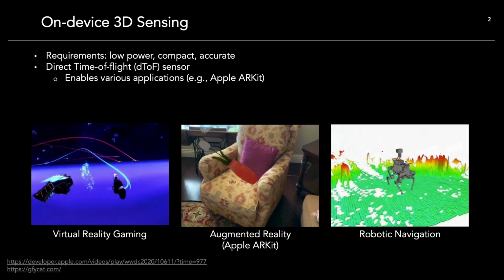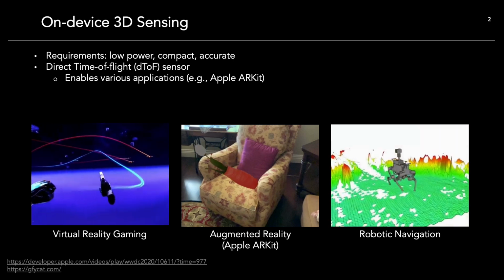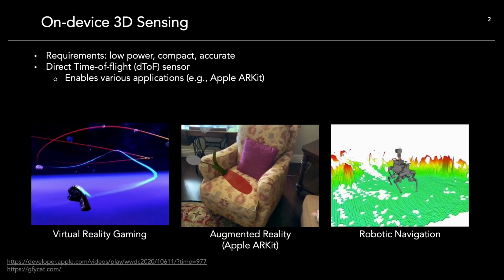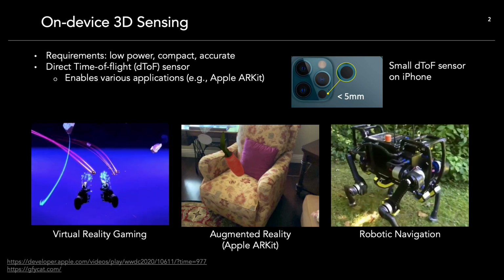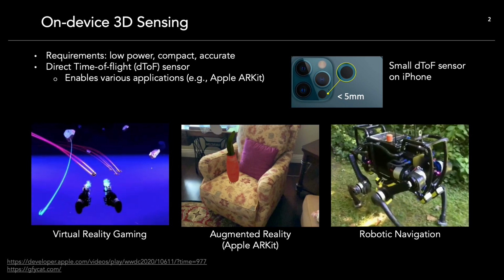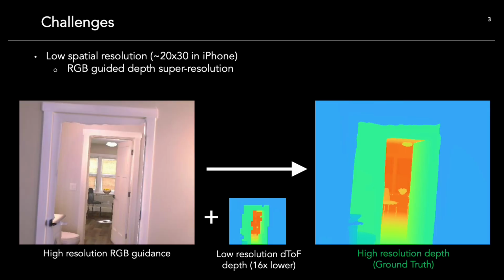On-device 3D sensing is important in virtual reality, augmented reality, gaming, and navigation. Recently, the direct time-of-flight, or DToF, sensor is attracting intensive interest in both academia and industry as a promising candidate for next-generation on-device 3D sensors. However, limited by manufacturing capabilities, current DToF sensors only provide low-resolution 3D data.